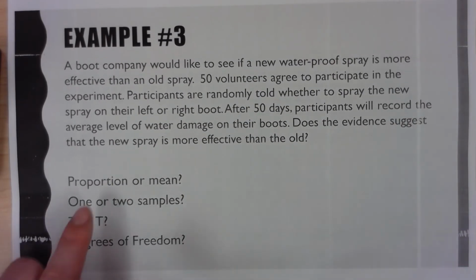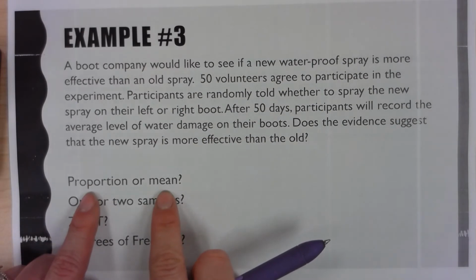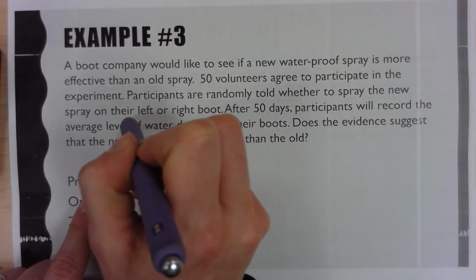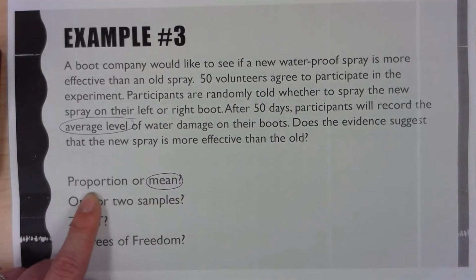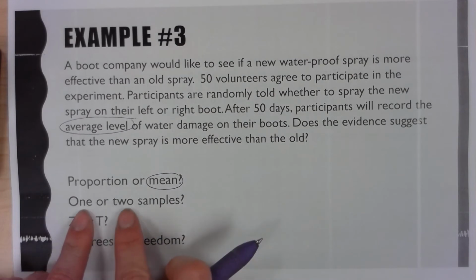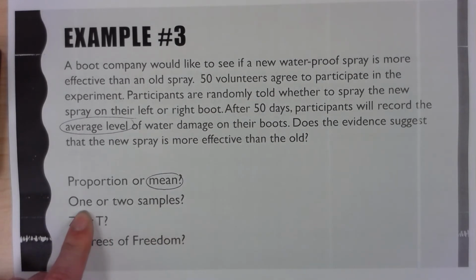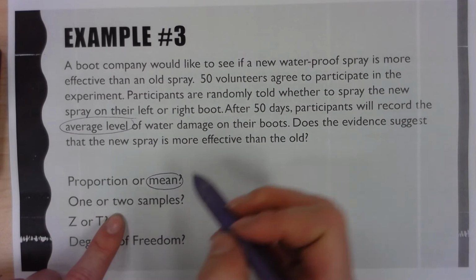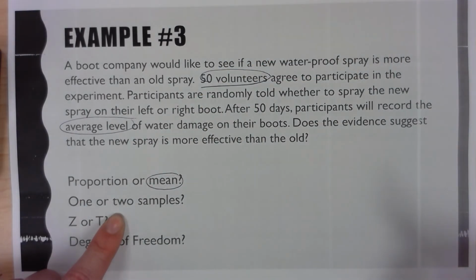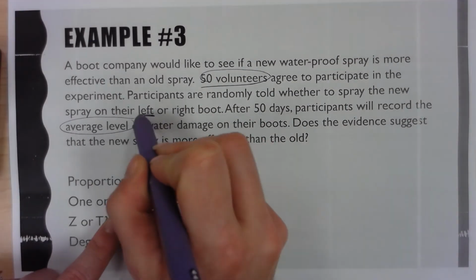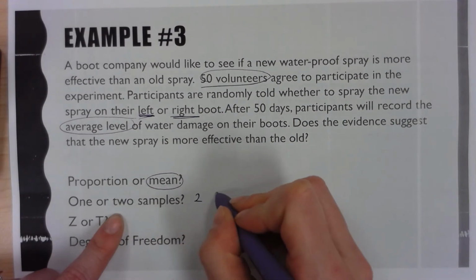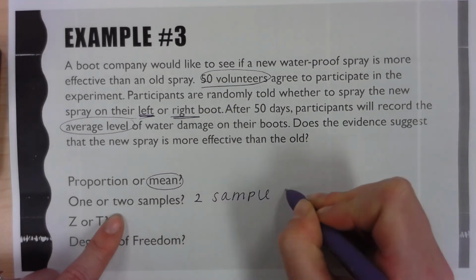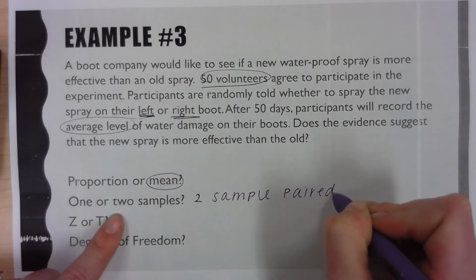So I need to think first if I'm looking at proportions or means. They didn't really give me a proportion. Instead, it looks like they were talking about the average level of water damage. So this would be a mean. Was it 1 sample or 2 samples? This is kind of a tricky one because it looks like we only have these 50 volunteers, but each volunteer was doing 2 things. They were spraying the new spray on either their left or their right. So this is actually a 2 sample paired test.